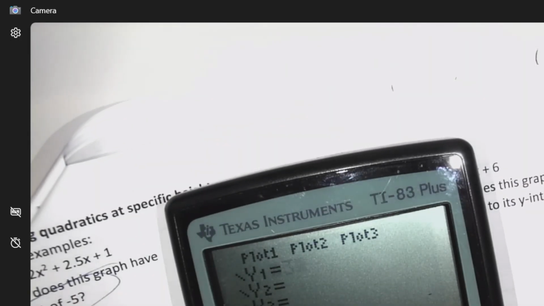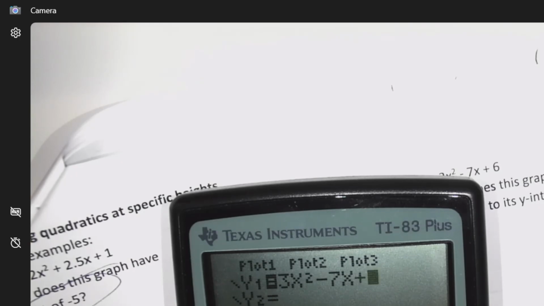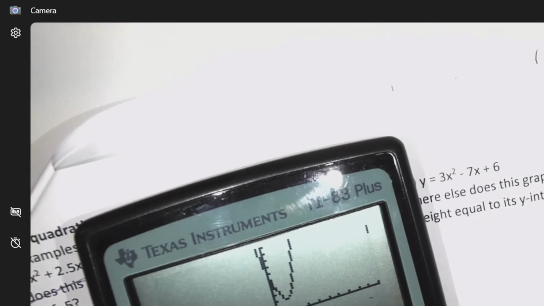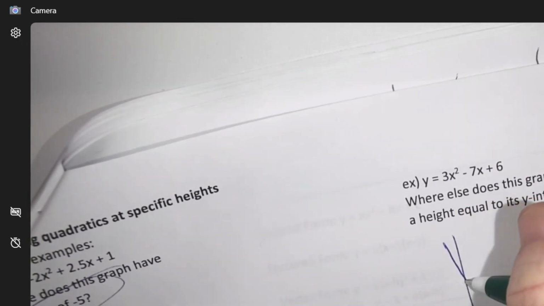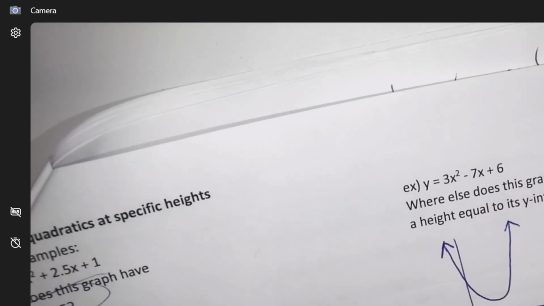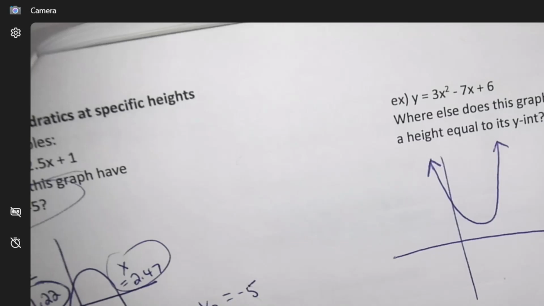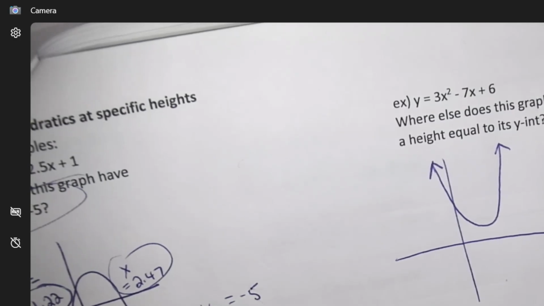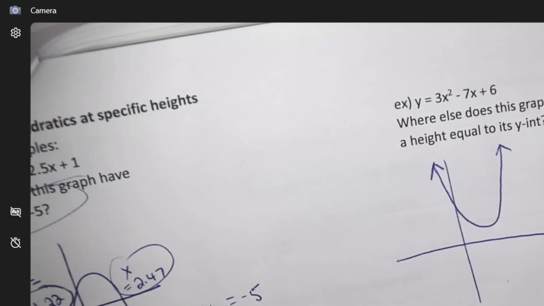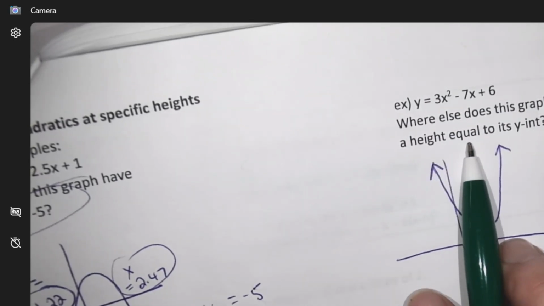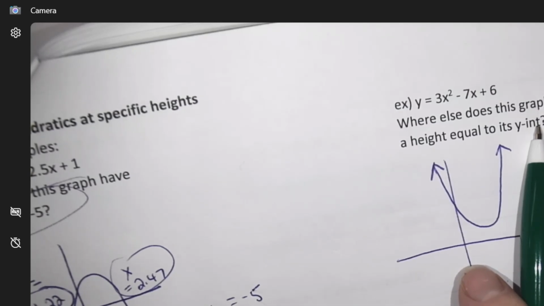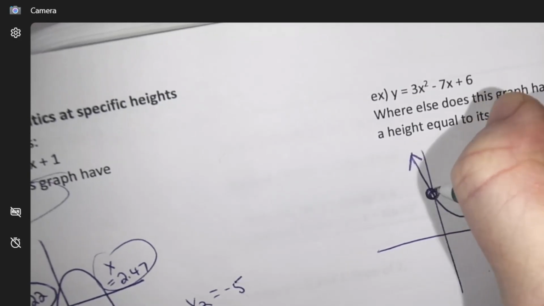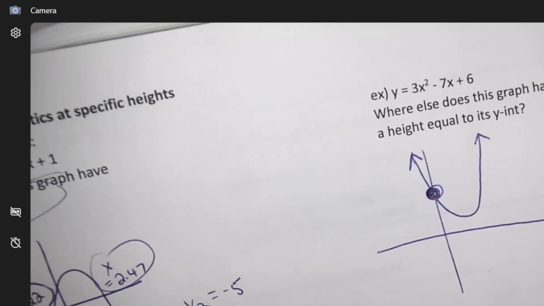So give me this equation, 3x squared minus 7x plus 6, graph. Okay, do you have something that looks like that? Similar? Okay, where else does this graph have a height equal to its y-intercept? So you need to understand, what does a y-intercept look like? That point is a y-intercept. I want to know what that point is.